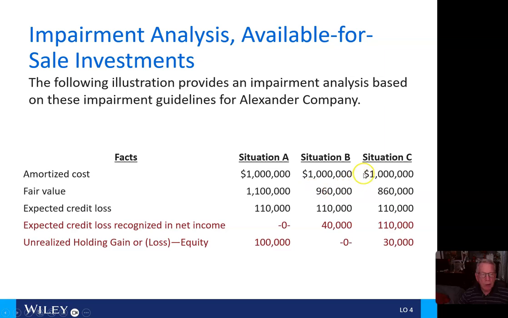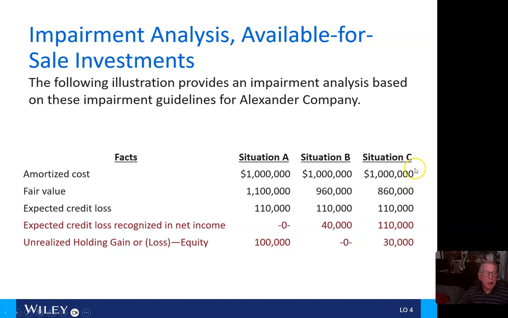Okay. Now in situation Bravo, we have the $1 million amortized cost, fair value of $960,000, expected credit loss of $110,000. So the expected credit loss recognized in net income was $40,000. So how much would our unrealized holding gain or loss dash equity be? 0.